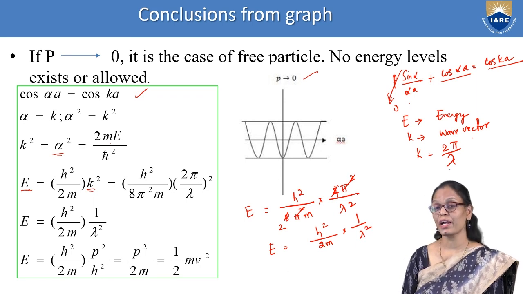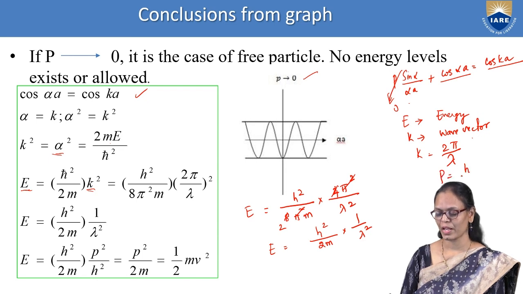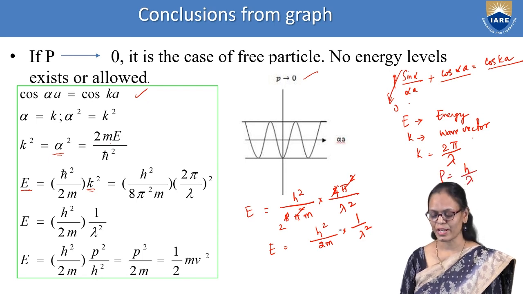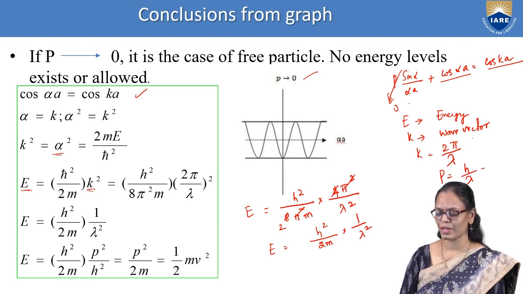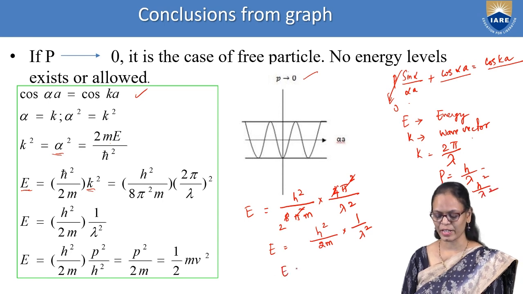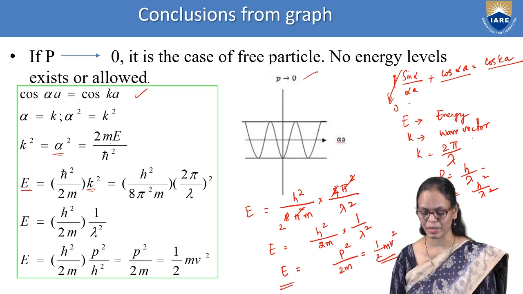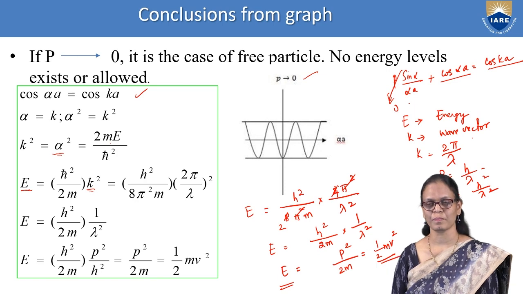So now we have the de Broglie relation, P is equal to h by lambda. So h square by lambda square can be written as P square. So I can write E is equal to P square by 2m, or because P is equal to mv, we can also write it in terms of half mv square. So the eigenvalues or the energies are given by half mv square.